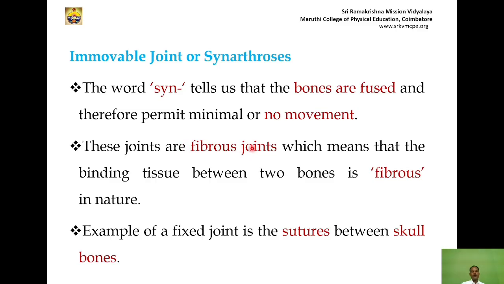These joints are fibrous joints. What is the meaning of fibrous joints? The joints are connected by fibrous tissue. That's why there is no movement possible, which means that the binding tissue between the two bones is fibrous. So two bones are connected with a tissue, and that tissue is called fibrous. The fibrous tissue will not allow any movement between the joint. An example of a fixed joint is the stitches between the skull bones.